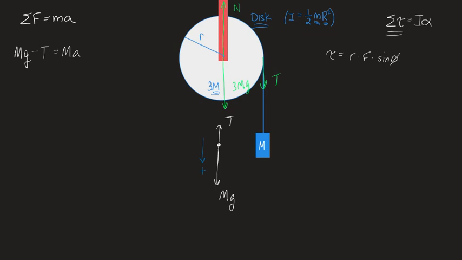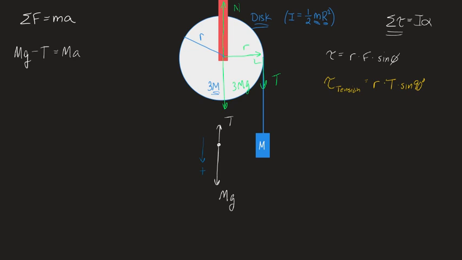So let's talk about how to calculate that torque. The torque from the tension will be R, the radius of the disc, times T, the size of the tension acting on the edge of the disc, times the sine of 90 degrees. Because when I look at this picture, if this is R, they clearly are at a right angle to each other.